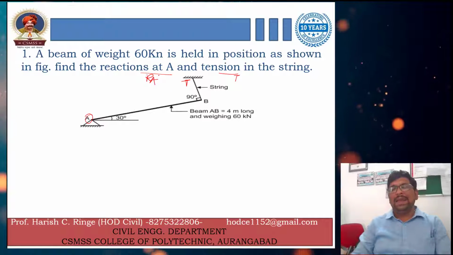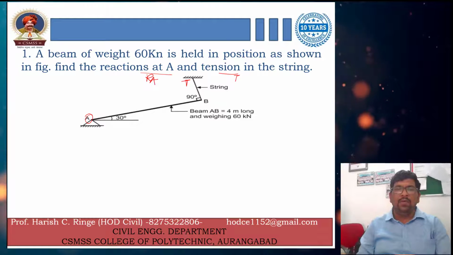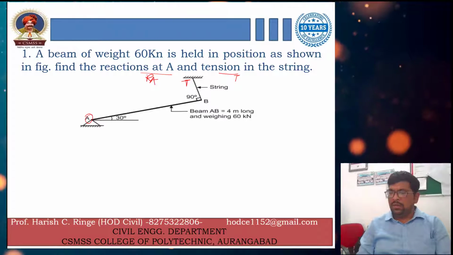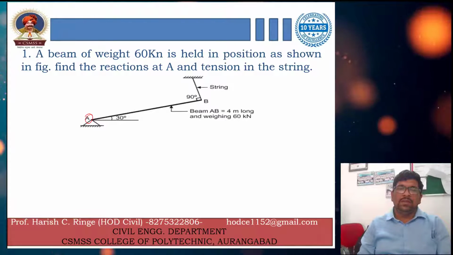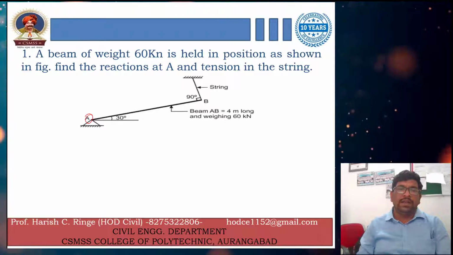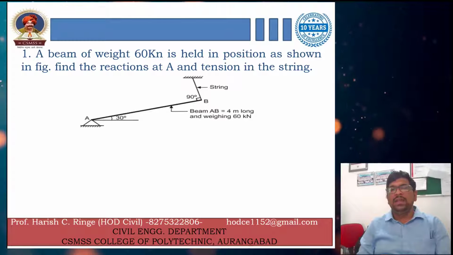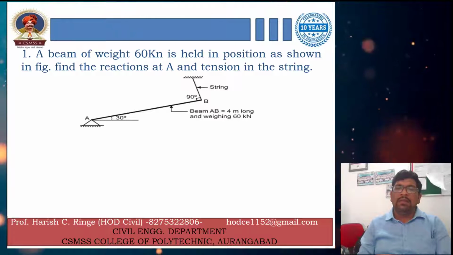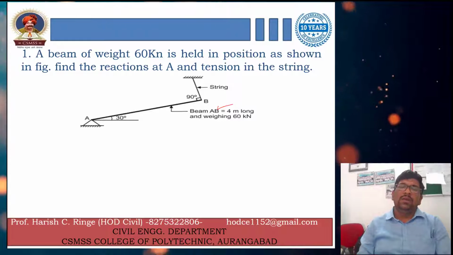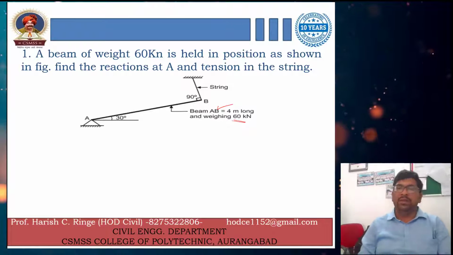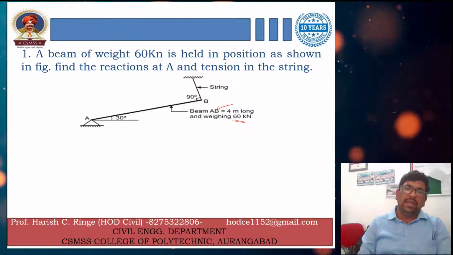When we are having any kind of problem, just draw its figure, which is shown over here. So we have already drawn the figure along with all the required data. You can see that this beam is inclined at 30 degrees with the horizontal. The beam AB is 4 meters long and has 60 kilonewton weight.